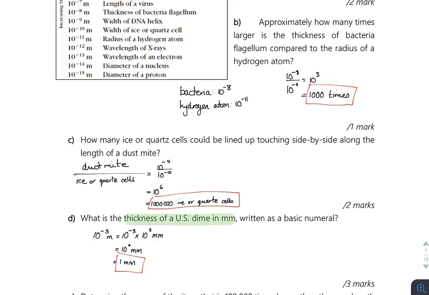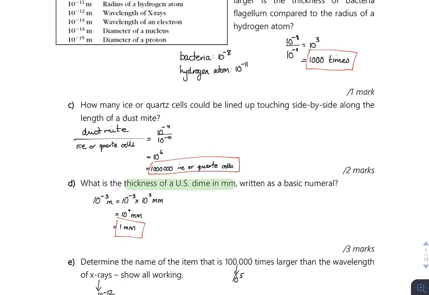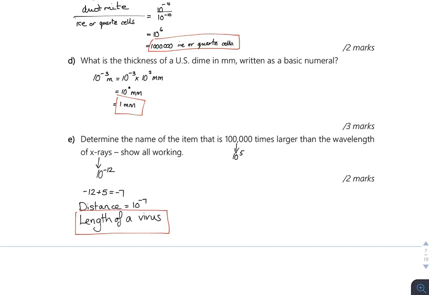Part D, what's the thickness of a US dime in millimetres? And then I want that written in, as a basic numeral. So thickness of a US dime is 10 to the negative 3. And then that needs to be written in millimetres. So what I've done here is I've taken 10 to the negative 3, times it by 10 cubed, and that will convert what we had, which was metres, into millimetres. That gives me a result of 10 to the power of 0, which is just 1 millimetre. Anything to the power of 0 is 1.